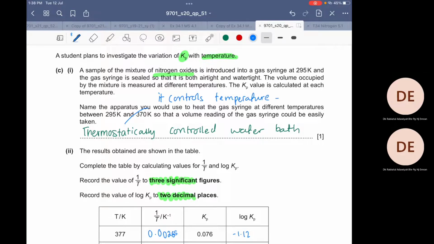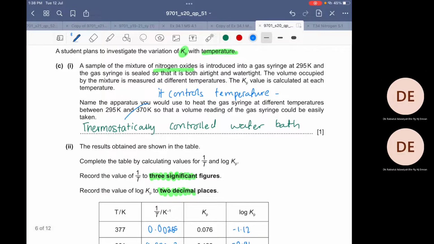The physicists would know this, thermostats. Do we have a physicist here? Jadi, thermostat apa? Correct, it controls the temperature. Astaga.